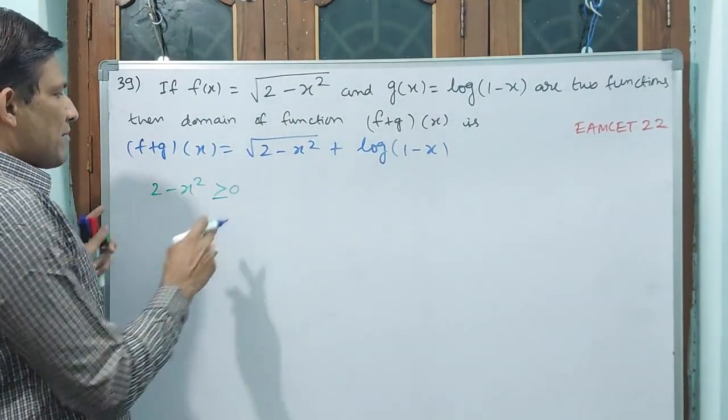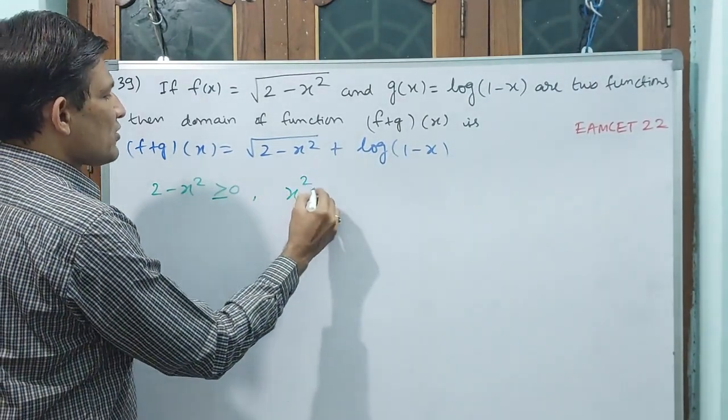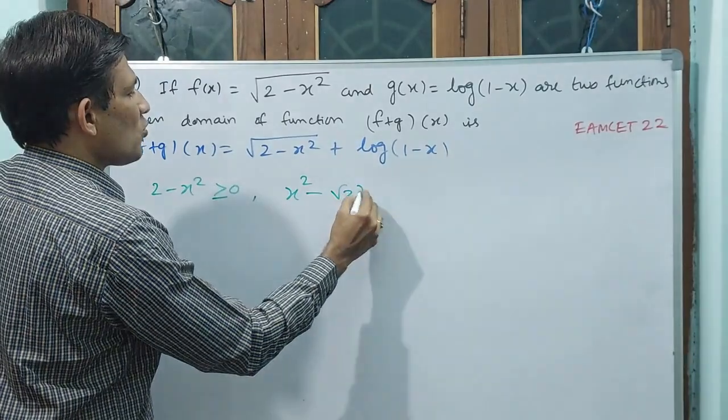Okay. See what I am writing. I am going to multiply with minus 1. If I multiply with minus 1, it is going to become x square minus root 2 whole square.